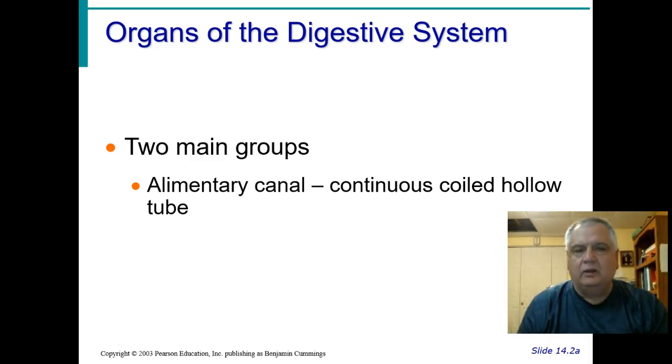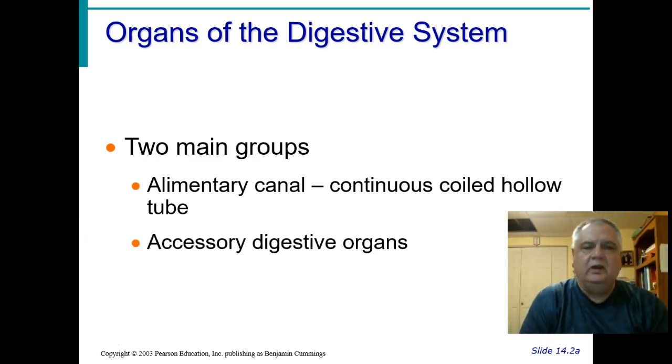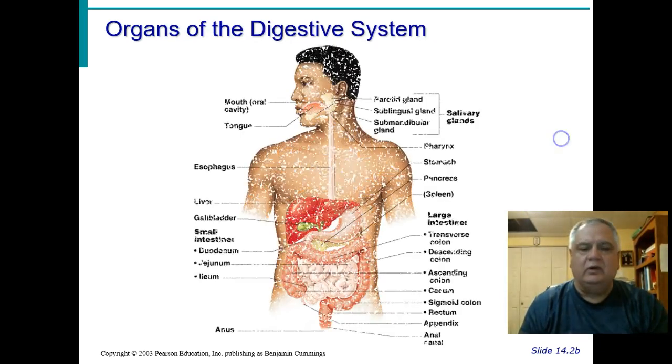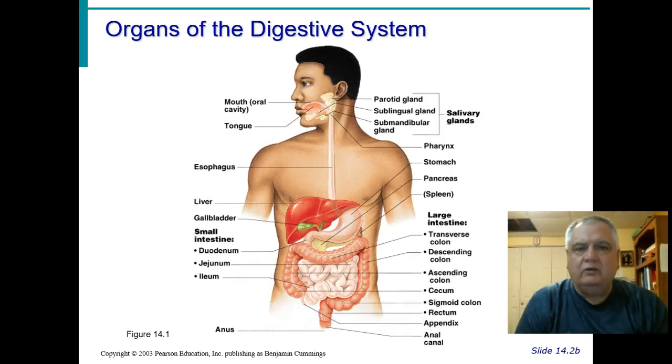Clinically, the alimentary canal will be referred to as the gastrointestinal tract or the GI tract. So it's kind of one and the same. In anatomy, we like to use the term alimentary canal. In medicine, we like to use the term gastrointestinal or GI tract. In addition to the alimentary canal, though, there are also what we call the accessory digestive organs. The accessory digestive organs are ones that are involved in digestion, but the food doesn't actually pass through them.